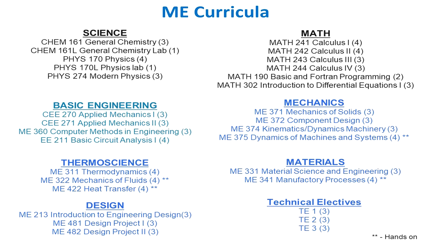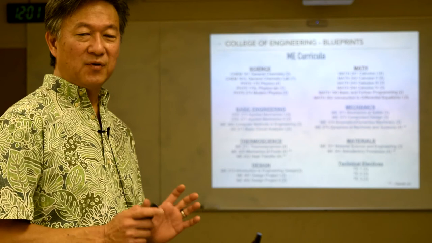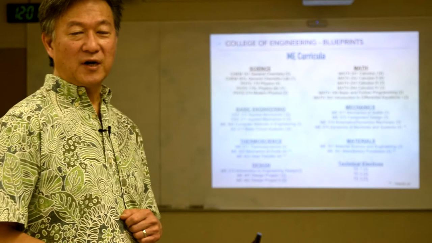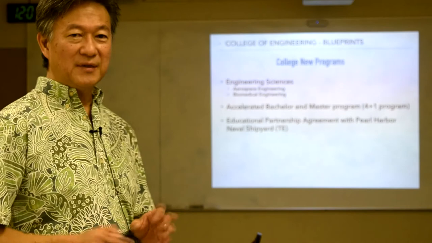We also have a design area where you start off with an introduction to engineering design in your sophomore year. Then you take other courses going through the curriculum, but you end up with a capstone design course in your senior year, which is 2 semesters, ME41 Project Design 1 and ME42 Project Design 2. And then we'll show you some examples of those projects at the end of the presentation.